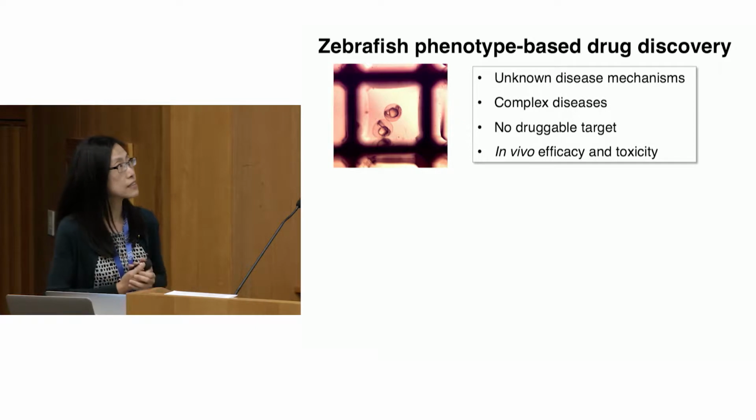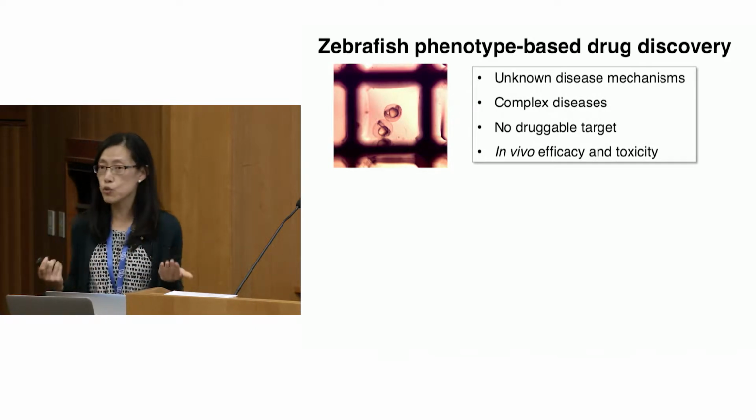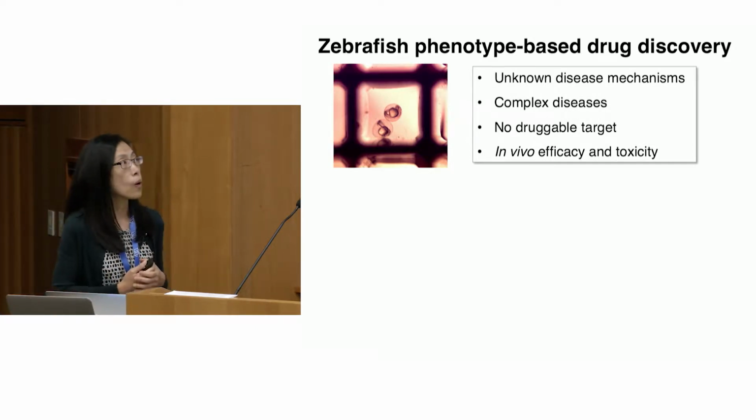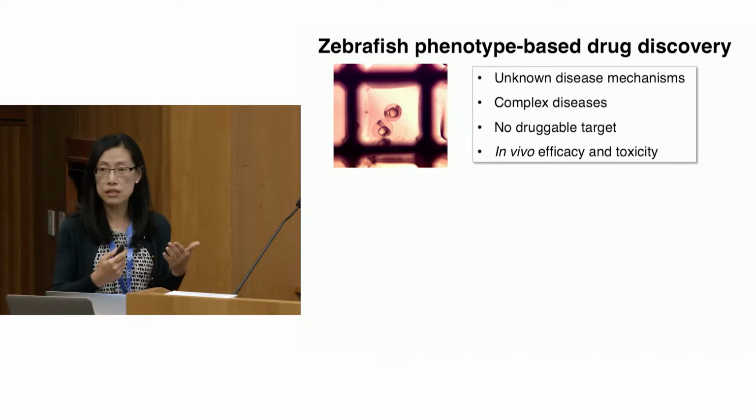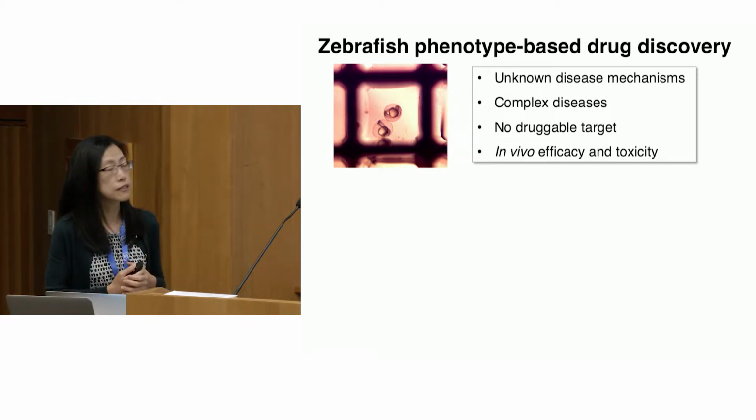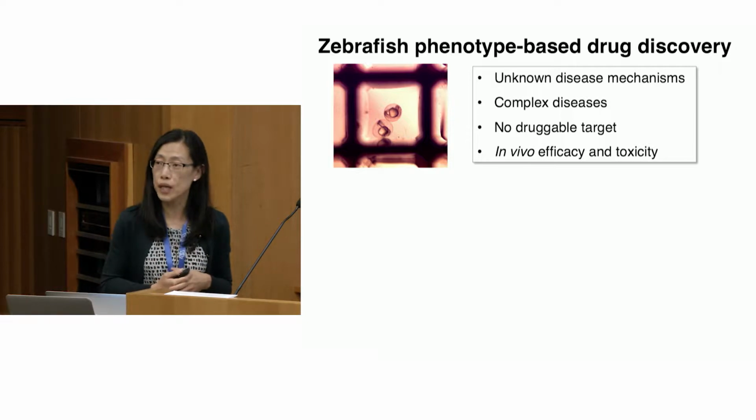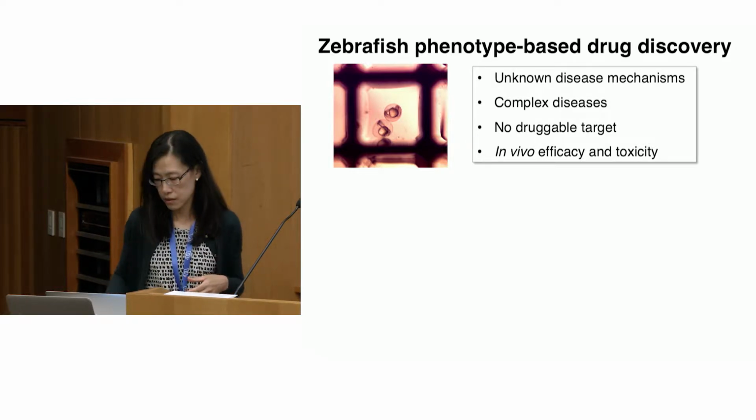And then you can observe the compound effects. You can identify the compounds that can induce specific phenotypes, or if you use a mutant fish that already has a phenotype, you can identify potential chemical suppressors.